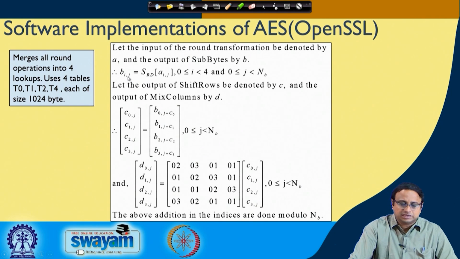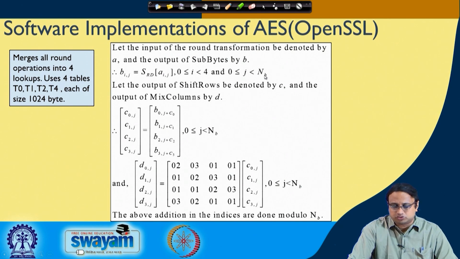Then we know that every input byte is modified by the S box of Rijndael or AES into, say, Bij. So Aij here stands for the input and Bij stands for the output. As you can understand, i can vary from 0 to 4 and j can vary from 0 to 4. NB here stands for 4, and therefore we have a 4 cross 4 byte-wise organization of AES, as we have already previously seen.